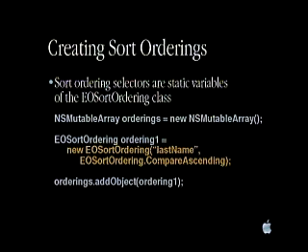So how do we make them? Well, we make an array, usually a mutable one, so we can add stuff to it. And then we make new EOSortOrderings. The name of the property or key that we're sorting on. And then there are static variables in the EOSortOrdering class that define the ways we can sort. Compare ascending, compare descending. And then we have case insensitive versions of those for when we're doing string compares.